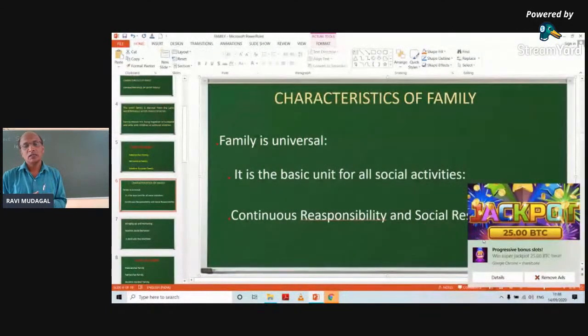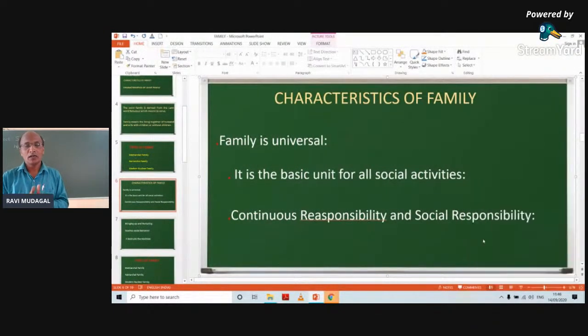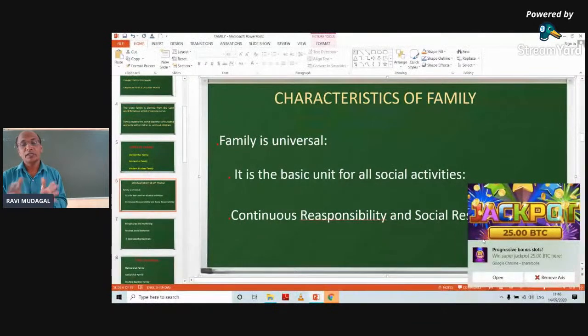Family gives responsibility to its family members to achieve something or to develop it. Simply, it can't just give service to the family members. It has its own responsibility, and its own social responsibility. The family teaches its members how to cooperate or adjust with the neighbors, with the family members, and with other people. So family has continuous responsibility and social responsibility.